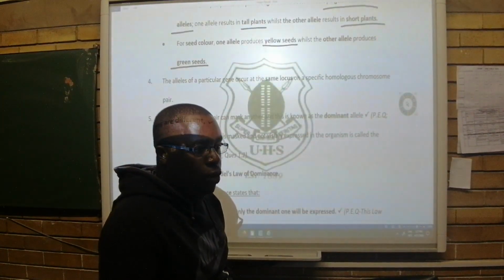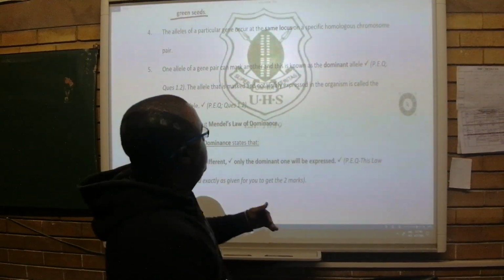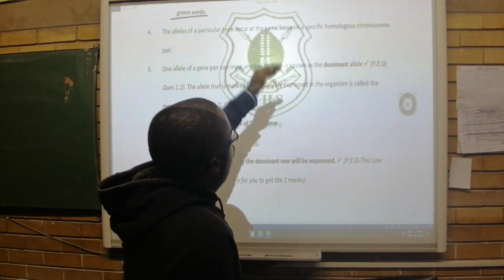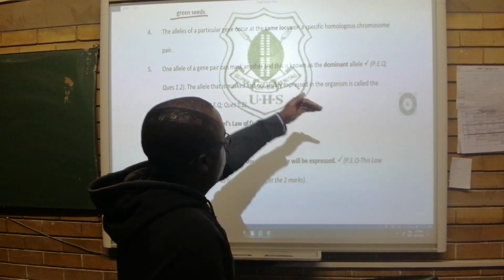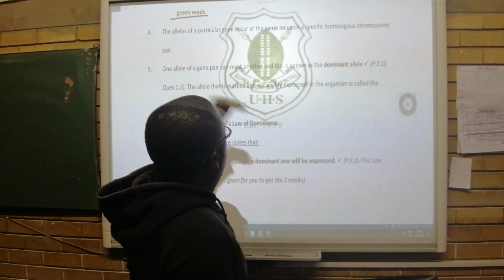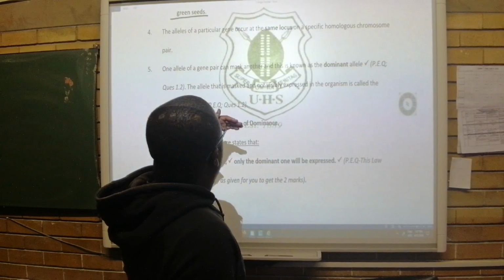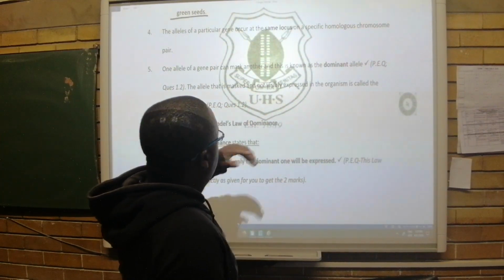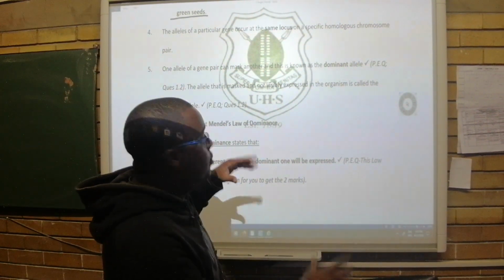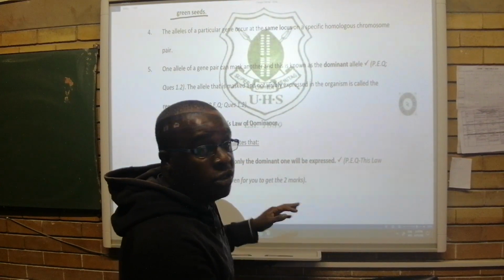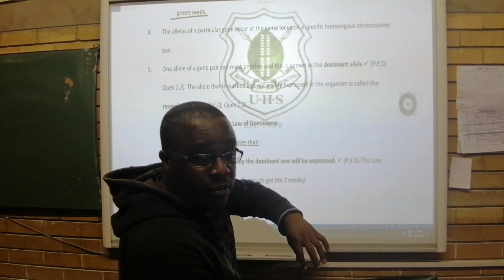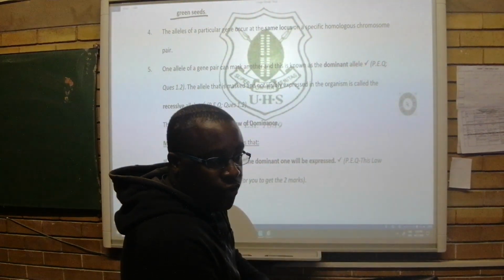Number 4. The alleles of a particular gene occur at the same locus on a specific homologous chromosome pair. I want to stop here because I'm worried about the size of the video before I upload it to YouTube. But I'm going to continue from number 4. We're going to recap in the next lesson and then we continue from there.